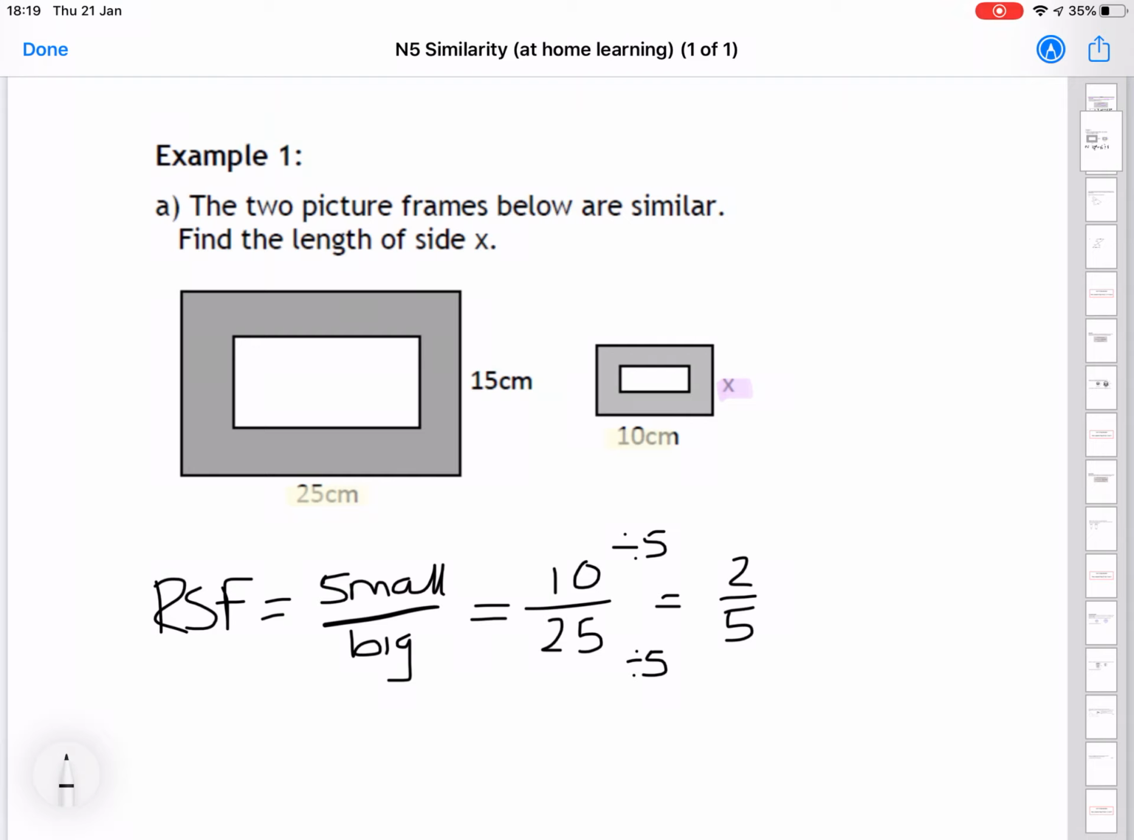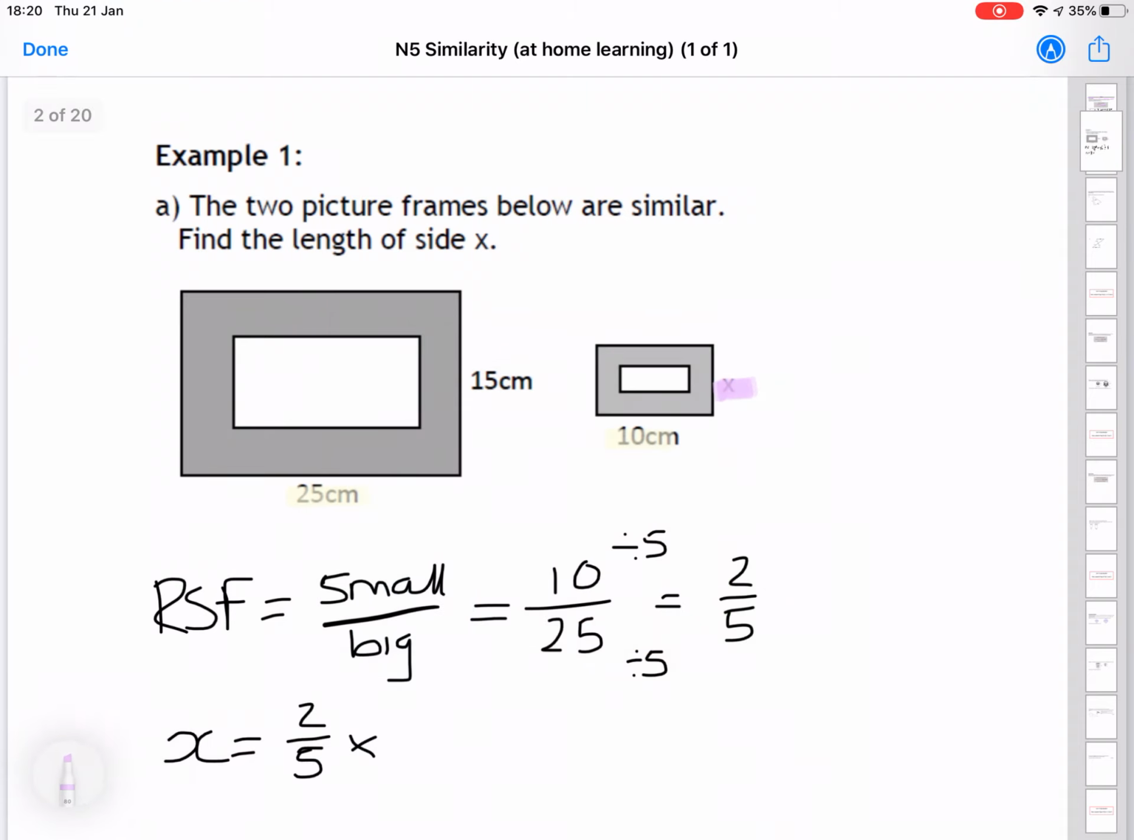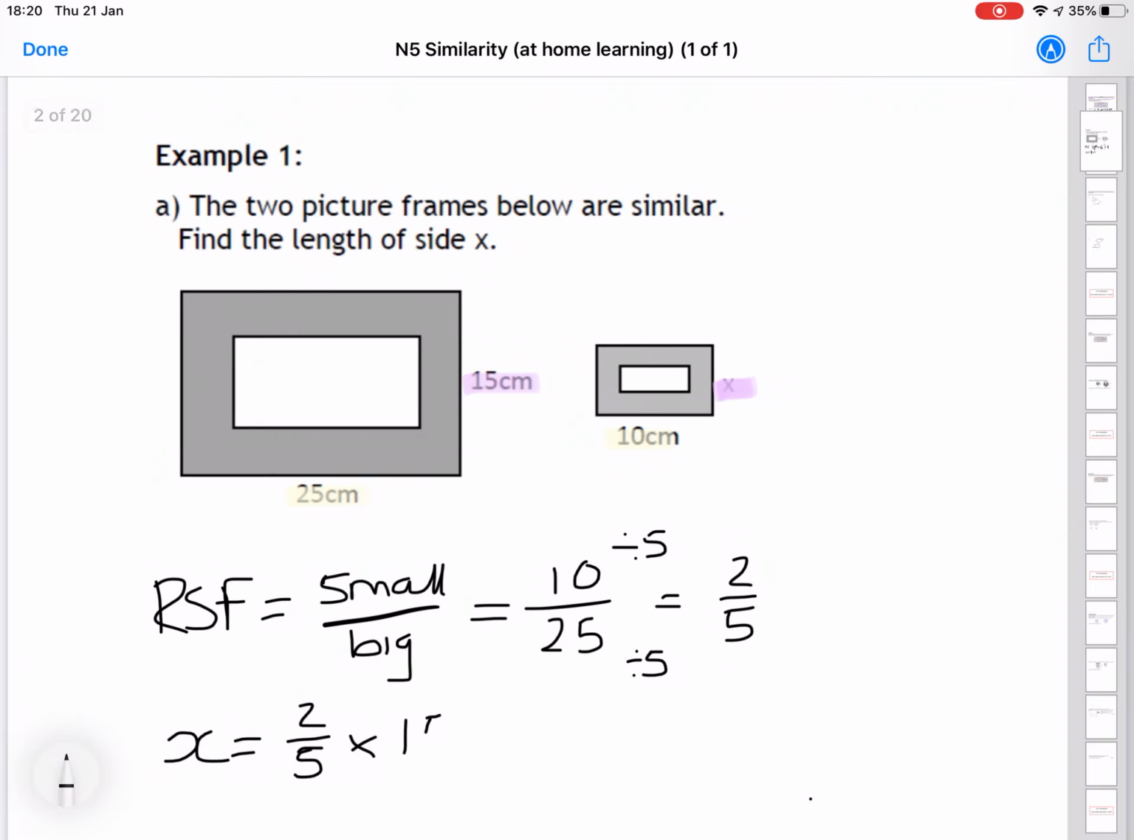Then all we have to do to work out side X is do our scale factor, which is 2/5, and multiply that by the side that matches the missing side. Our missing side here is X, so the side that matches that on the original picture is the 15. So we're going to do 2/5 times 15. If we were doing this non-calculator, we are doing 2/5 of 15. So 15 divided by 5 is 3, and then times the 2 gives us 6 centimetres. So that missing side there is 6 centimetres long.